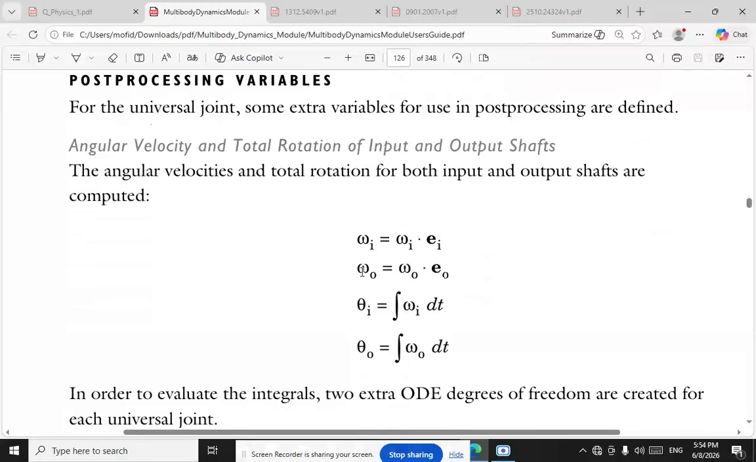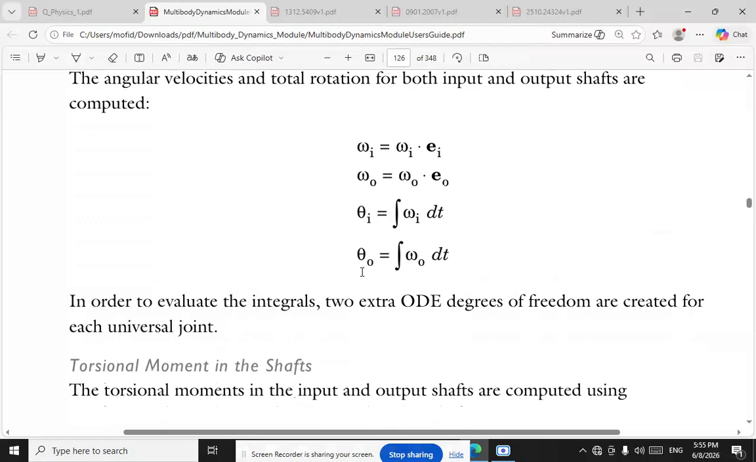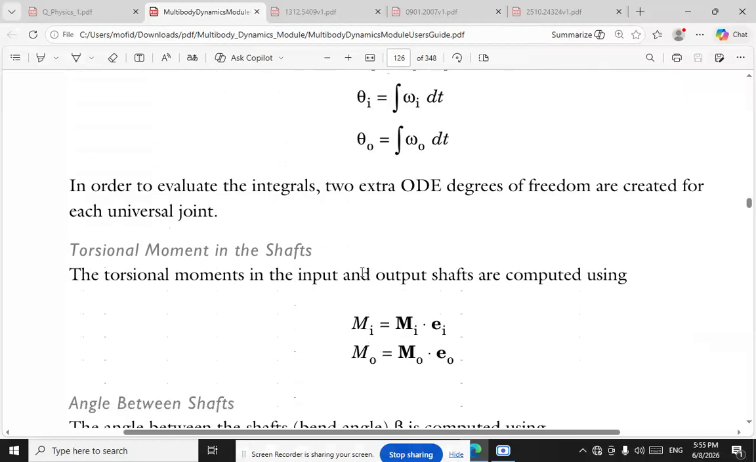Post-processing variables. For the universal joint, some extra variables for use in post-processing are defined: angular velocity and total rotation of input and output shafts. The angular velocities and total rotation for both input and output shafts are computed as omega_I is equal to omega_I multiplied by e_I, omega_O is equal to omega_O multiplied by e_O. Theta_I is equal to the integral of omega_I with respect to time. Theta_O is equal to the integral of omega_O with respect to time. In order to evaluate the integrals, two extra degrees of freedom are created for each universal joint.